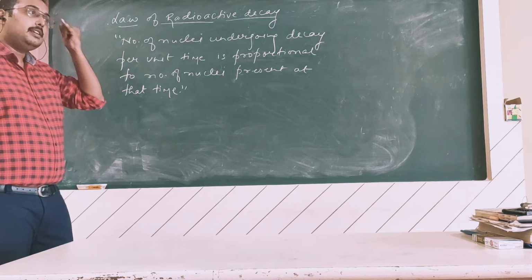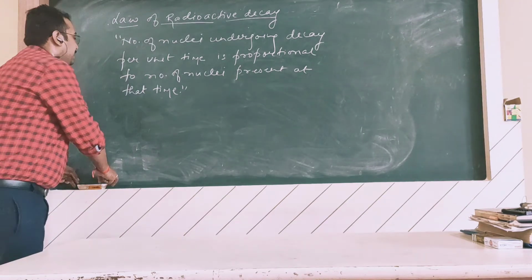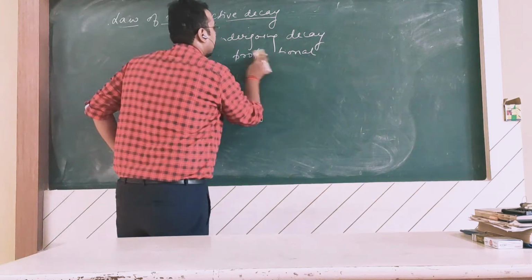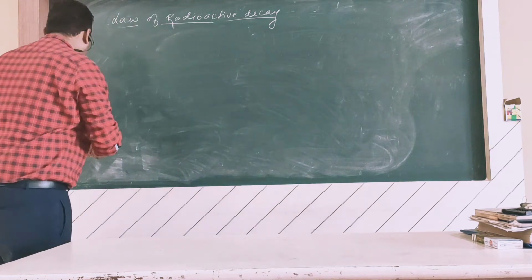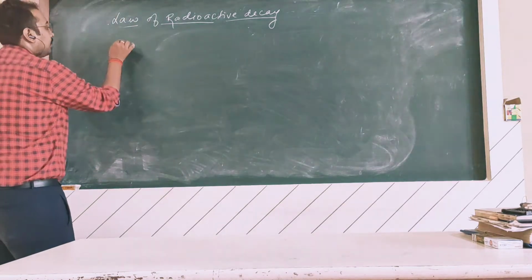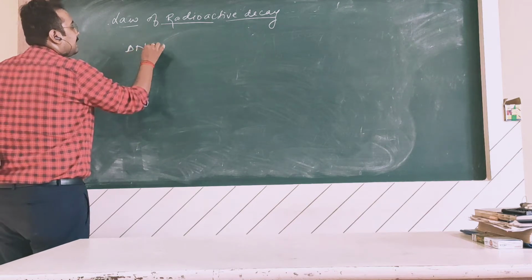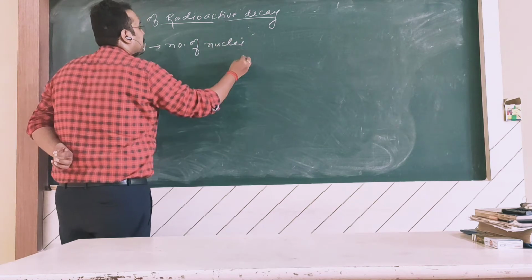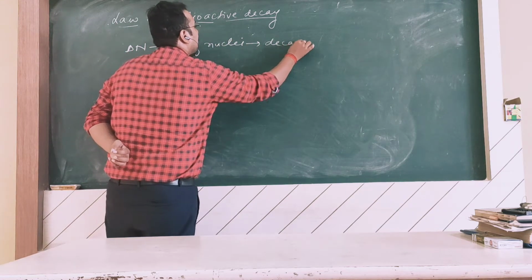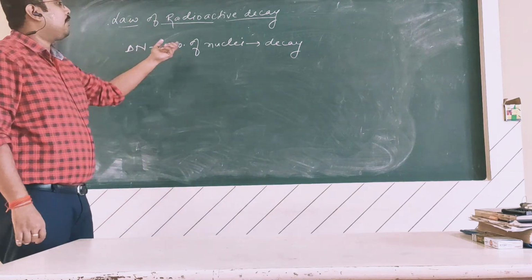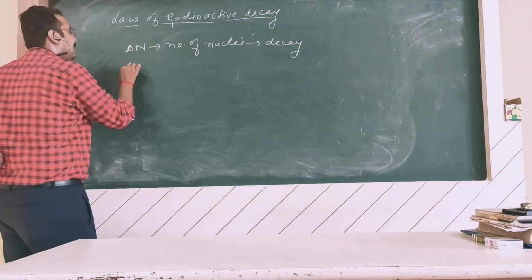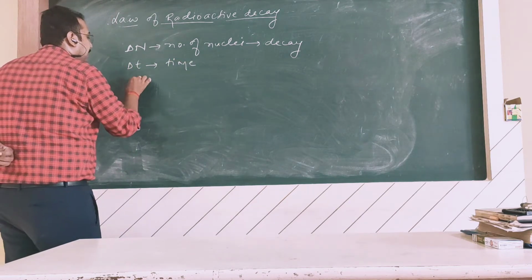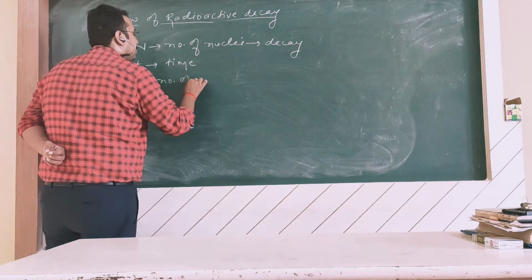What does this statement mean and how will we go for the derivation? Let's have a look. Suppose delta n number of nuclei undergoes decay. That means we count delta n number of nuclei undergoing decay in delta t time, and at that time let n be the number of nuclei present in the sample.